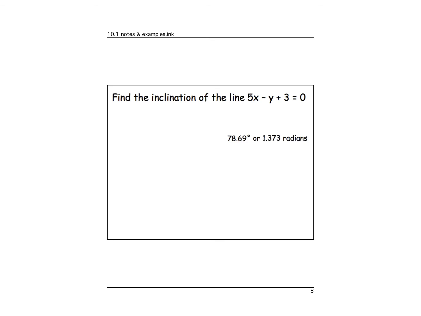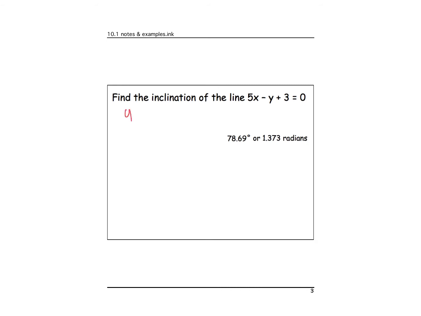So first example, find the inclination of the line 5x minus y plus 3 equals 0. I left the answers visible just to save us a little bit of time with calculations. All right, we'll refresh on how to use the calculator to get these exact answers. You can refresh on the conversion between degrees or radians. But ultimately the skill is we need to identify what's the slope of this line. So quickly put them into mx plus b always. Don't try to do it in your head. Just take that extra moment.